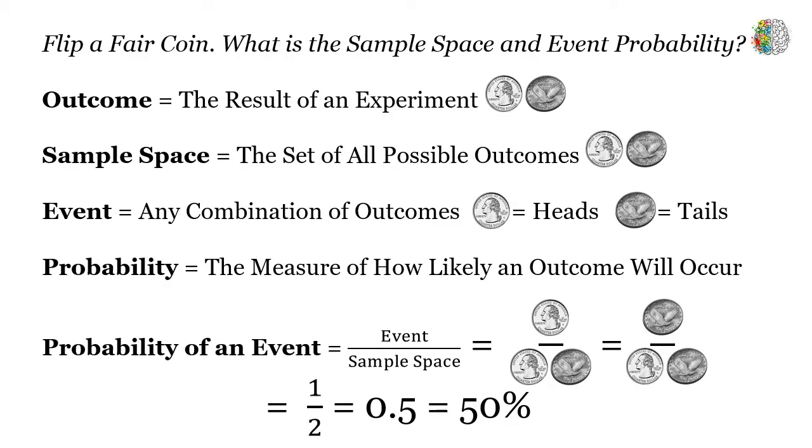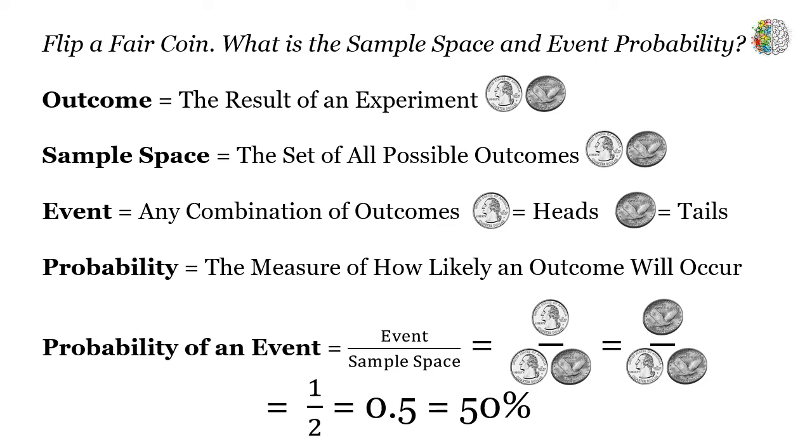Now let's look at an example to help demonstrate what each of these words mean. With our first experiment, we're going to flip a fair coin, and then we want to identify the sample space and the event probability. So if I have a fair coin, a coin has two sides. That means if I'm going to flip it, I have two possible outcomes. I have the possibility of getting a heads or a possibility of getting a tails. These are going to be the results of our experiment.